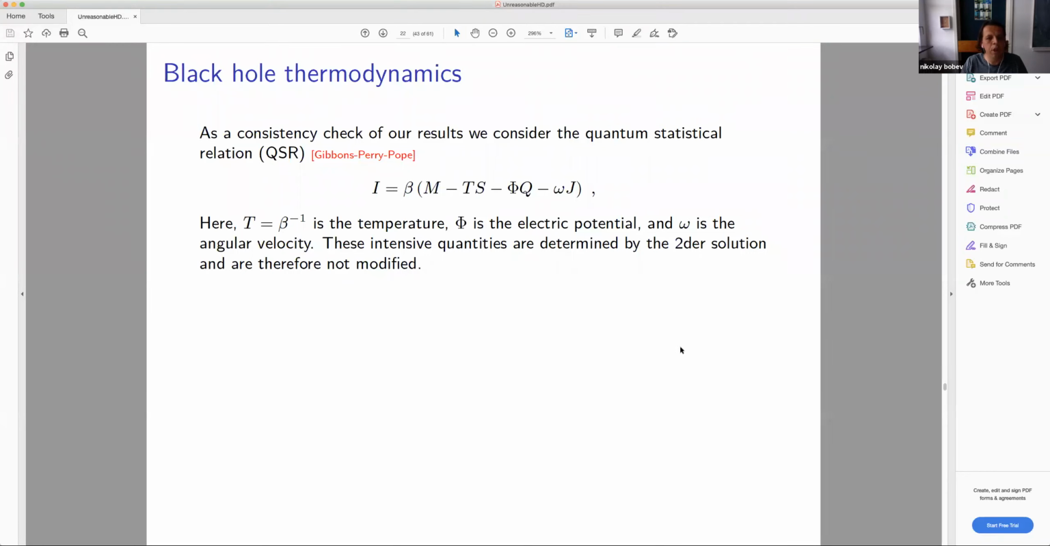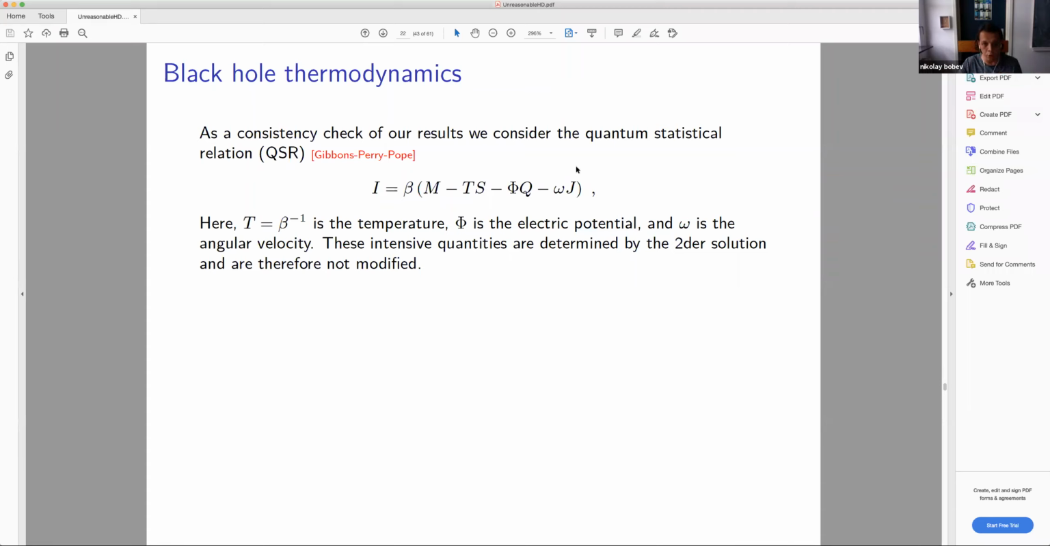Well, not so painful. There's this thing called the quantum statistical relation, which in the context of asymptotically flat black holes was studied by Gibbons and Hawking. For asymptotically AdS, I think this is the paper, at least the one I know that studied this thing. So the relation is basically that the on-shell action of the black hole should be equal to this right-hand side. Here, beta is 1/the temperature, M is the mass, T the temperature, S the entropy, Phi the electric potential, Q electric charge, Omega is the angular velocity, and J is the angular momentum. So this thing should hold in general in quantum gravity, or semi-classical quantum gravity.